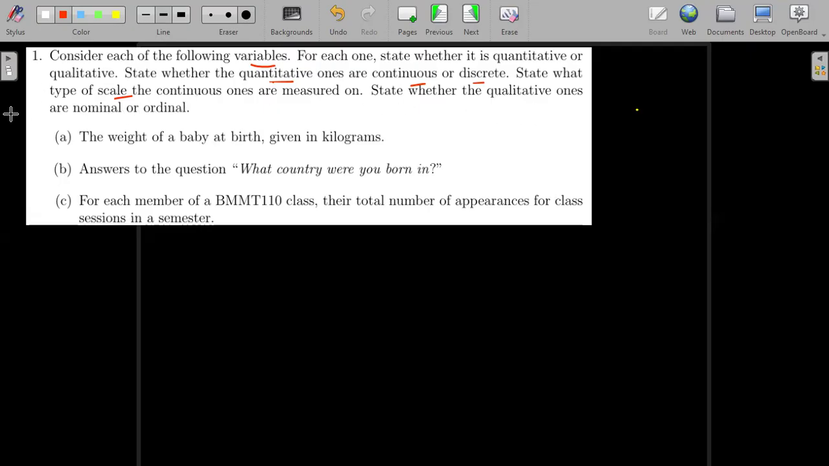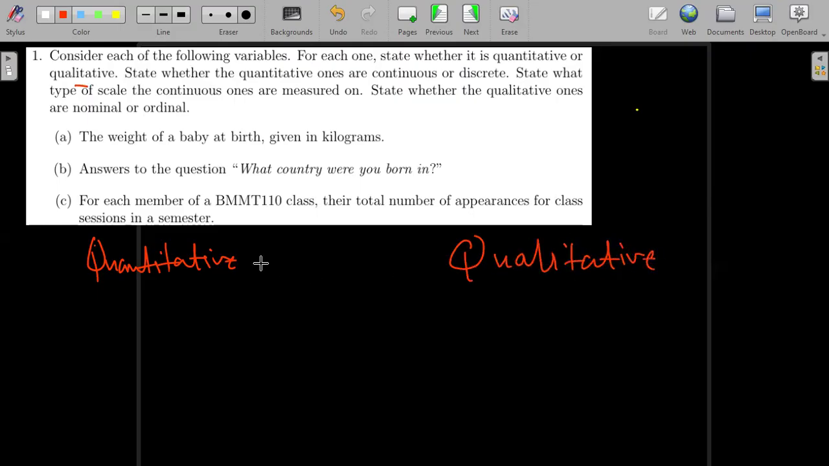Before we even state anything here, we have to understand these terms that they are mentioning. The first one is quantitative, and I also saw qualitative there. So what do they mean when they say a variable is quantitative? And what do they mean when they say a variable is qualitative?